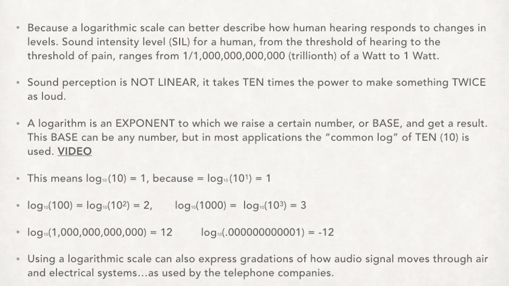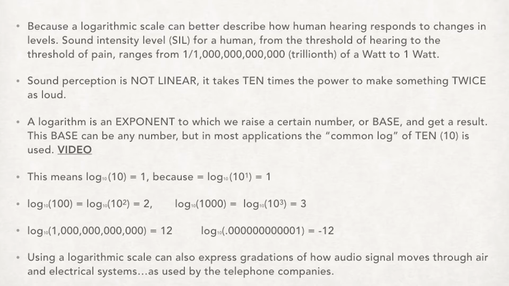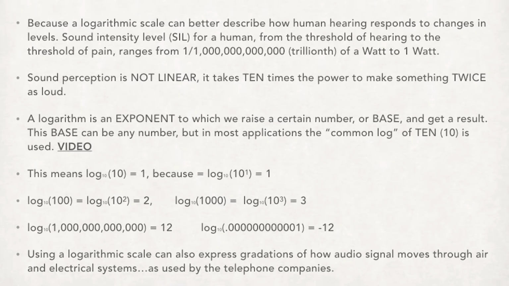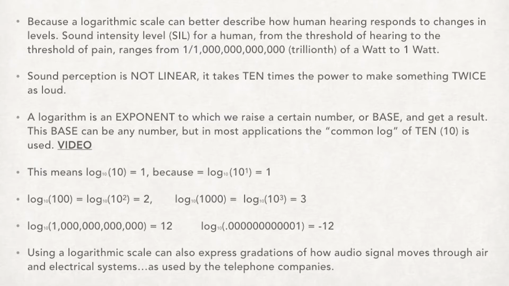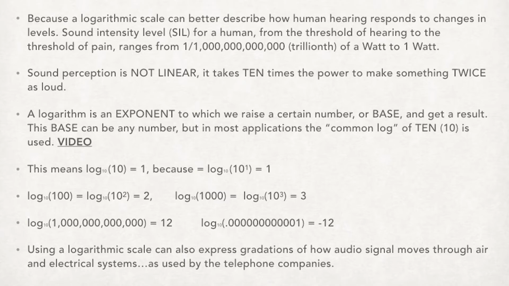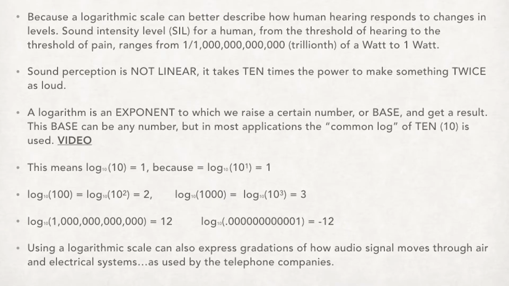There's also negative logs. If we have a negative number, then this is that number divided by 1. The logarithmic scale works to describe how human hearing responds to changes in levels. It's the best way to do it. Ultimately, a decibel is not a number unto itself. It expresses a ratio between 2 powers.